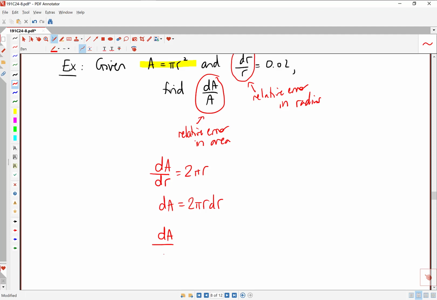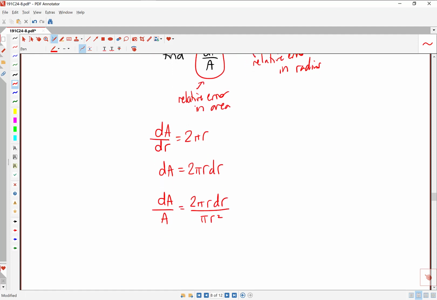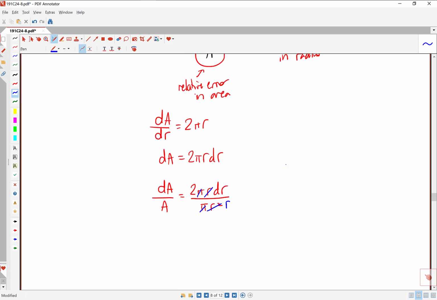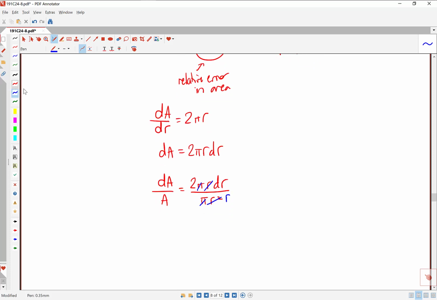We actually want dA over A. So on top, we put our dA that we just calculated, 2 pi r dr, and on the bottom, we put the area formula, which we were given in the question, so pi r squared. And then the idea is that at this point, there should be a lot of cancellation. So pi's will cancel, one of the r's will cancel, so that will just leave us with an r on the bottom, and then we can rewrite this a little bit more nicely. So we've got 2 dr over r is one way to write this.